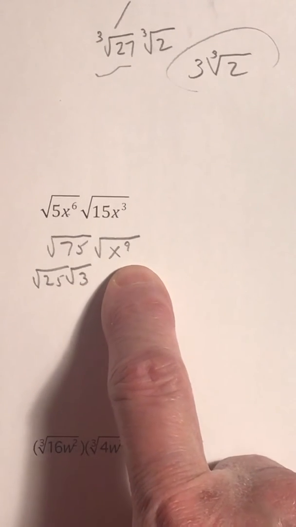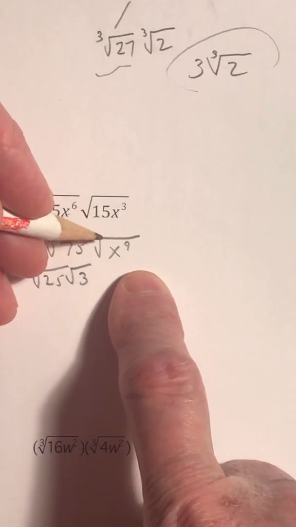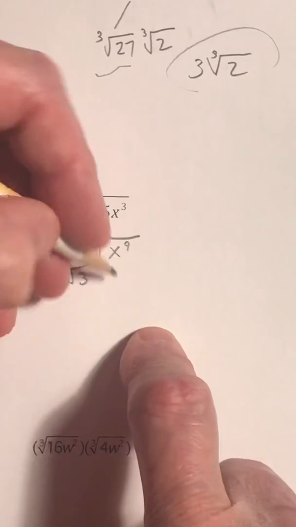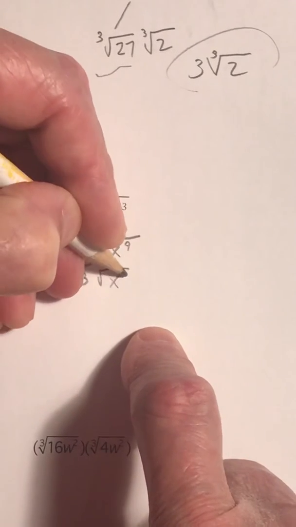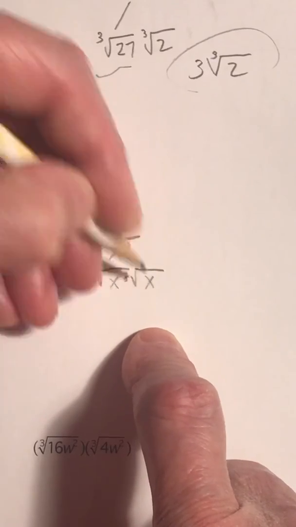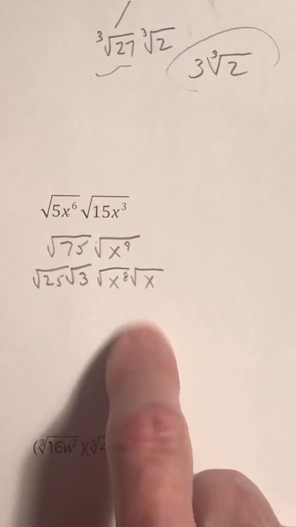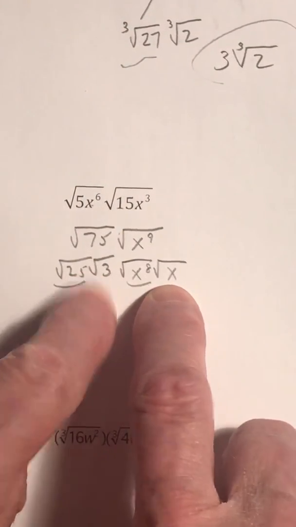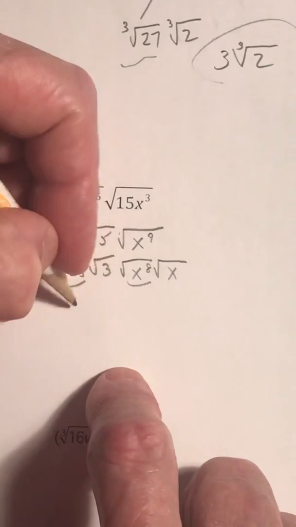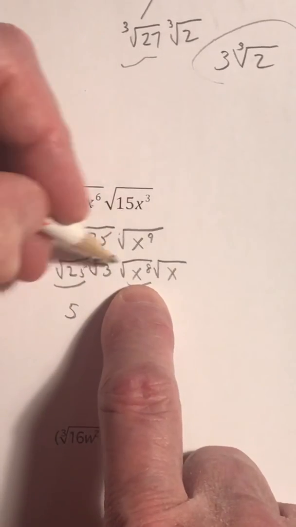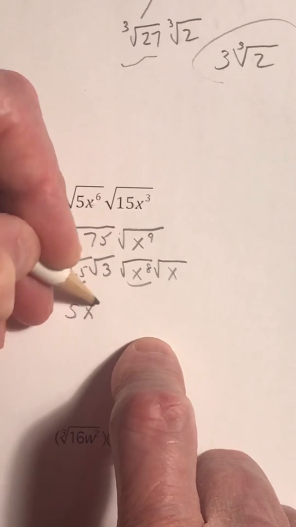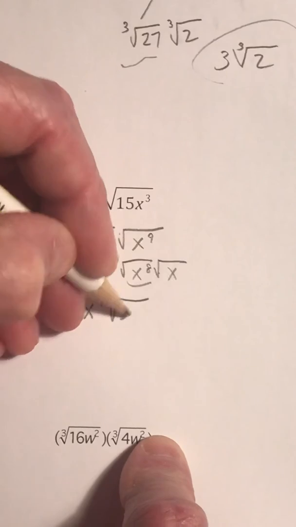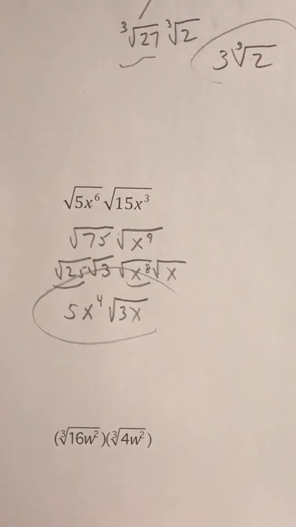For the variable part, we want a power of x that's divisible by the invisible index 2. So 9 is not divisible by 2, but 8 is. I'll factor the x to the 9th into x to the 8th times x. Now this and this will change. These will stay under the radical sign. This becomes a 5. And this becomes x to the 4th, since 8 divided by 2 is 4. And we have square root of what's still in there? 3x. Well, there's my answer for that.